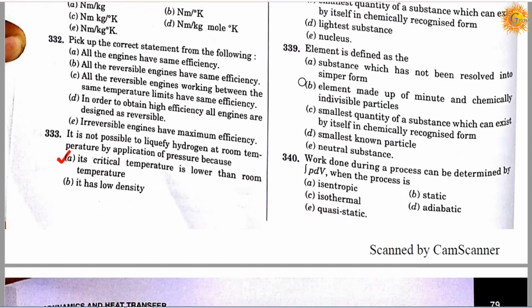Question number 339. Element is defined as: option A, a substance which has not been resolved into simple form. Option B, element made up of minute and chemically indivisible particles. Option C, the smallest quantity of substance which can exist by itself in chemically recognized form. Option D, the smallest non-particle. Option E, a natural substance. So the correct answer is A.